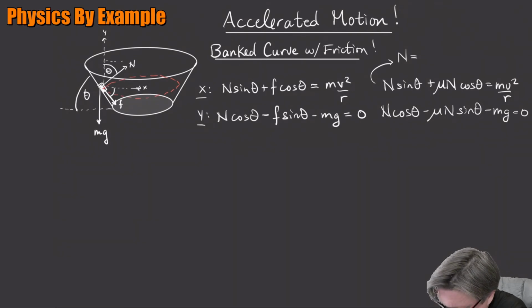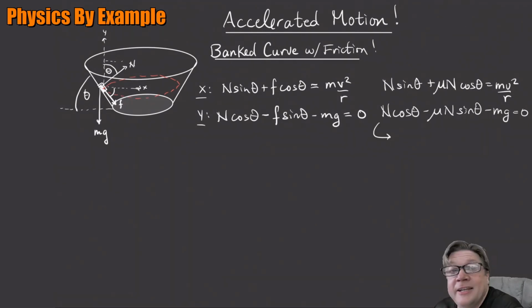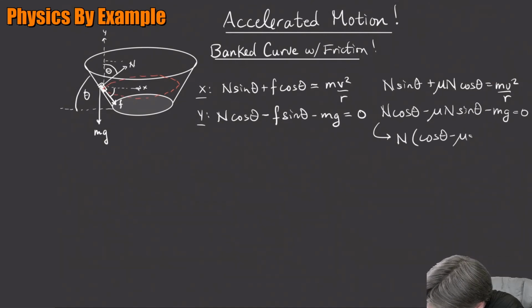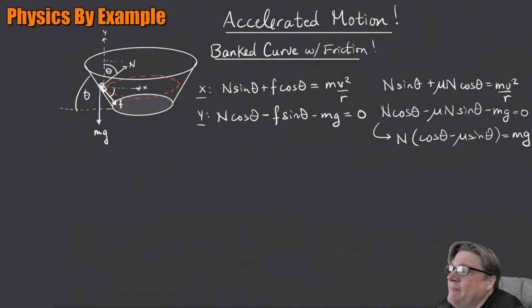Oh, I don't want to do that, because the v that I'm after is in that equation, right? So it's actually this one that I want to rewrite, and then I'll plug it into the top one. I think that'll be better. We'll see. So this is going to be n times cosine theta minus mu sine theta equals mg. I'm also off the page. Let me bring that mg over to the other side. So there we go.